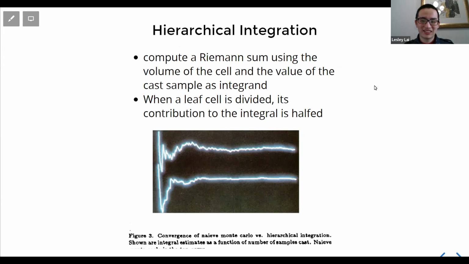The question is, is this a photo of an oscilloscope? I don't know. But this is a photo used to demonstrate the convergence of the naive sampling using white noise, and then with all these additions of Kajiya, in Kajiya's approach, we get much better convergence behavior.